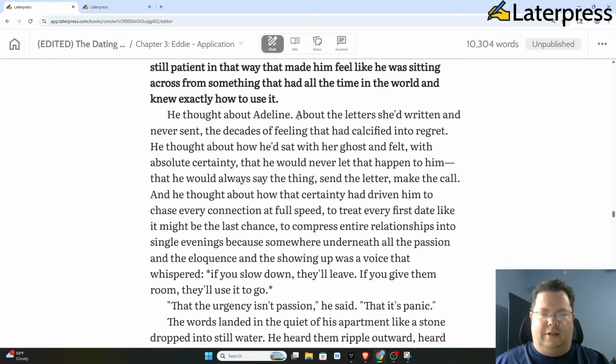He thought about Adeline, about the letters she'd written and never sent, the decades of feeling that had calcified into regret.